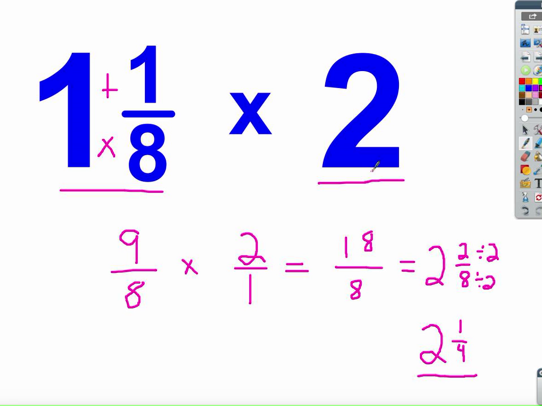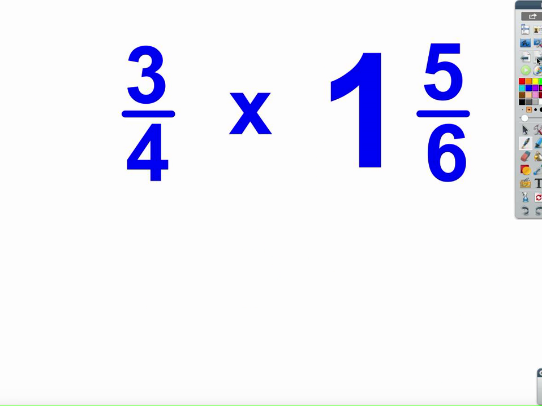Now if you remember, if we multiply something by something bigger than 1, we should get something larger, right? And if we multiply by something less than 1, we should get something smaller. So here, it gets larger at 2.5, or 2 1/4. Okay, let's try another one.